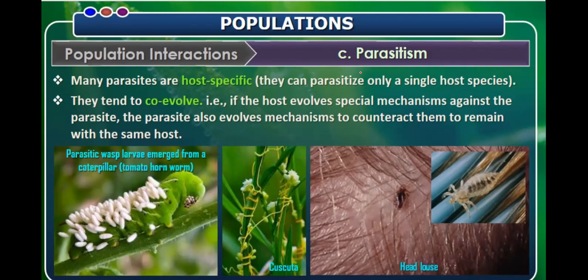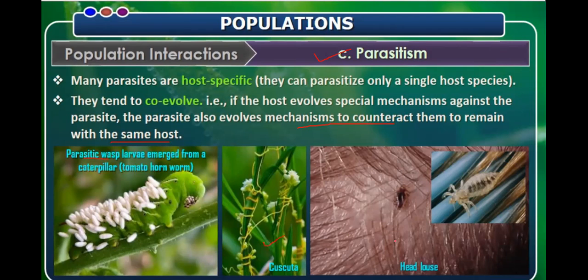Now next population interaction is parasitism. Here, many parasites are host-specific, means they survive in presence of only a particular host. They can parasitize only a single host species. They tend to co-evolve, like if the host evolves a special mechanism, the parasite also evolves a mechanism to counteract them to remain with the same host. So here parasitic wasp larvae emerge from a caterpillar, tomato hornworm.